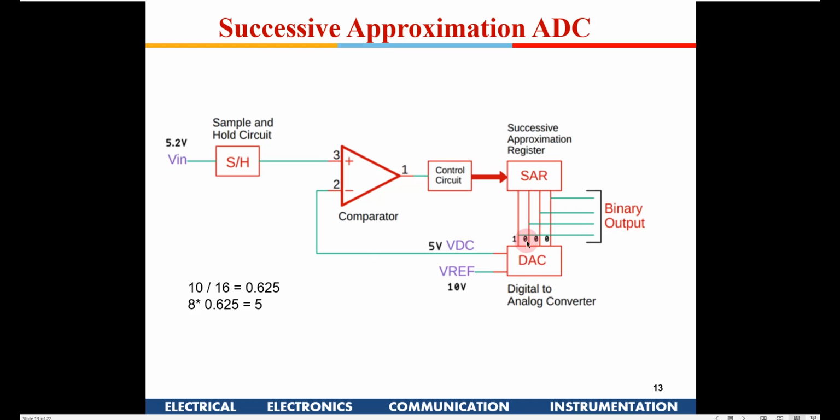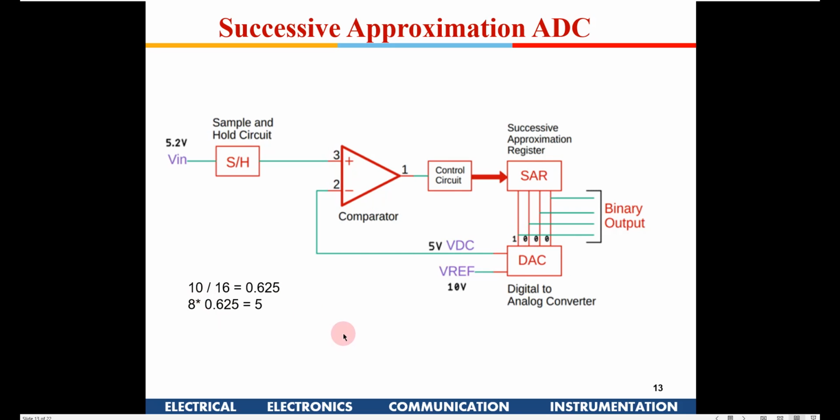Since this is a 4-bit ADC, in 4 cycles you will get the desired result. We'll see an example. The logic to be followed is this: first you start with the midway point, which is 1000, and you compare the signal. If the input signal is higher, the next bit I will make 1 and retain this bit. If the input is lower, I'll still make the next bit 1, but this bit I will make 0.